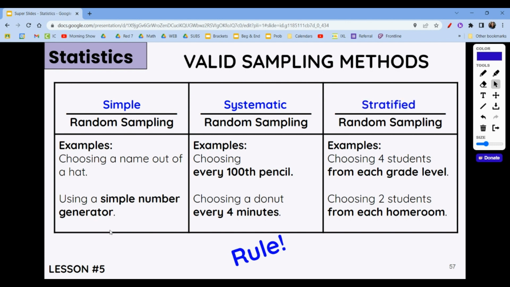Stratified random sampling is splitting everyone up into groups and picking an equal amount of each group, like choosing 4 students from each grade level or choosing 2 students from each homeroom. If you set up groups, that's an example of stratified random sampling.